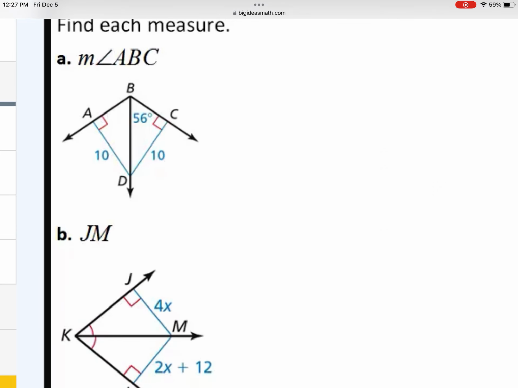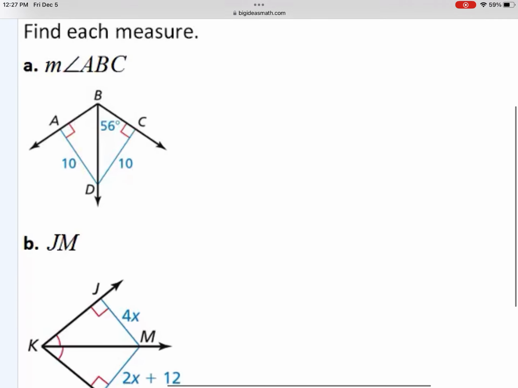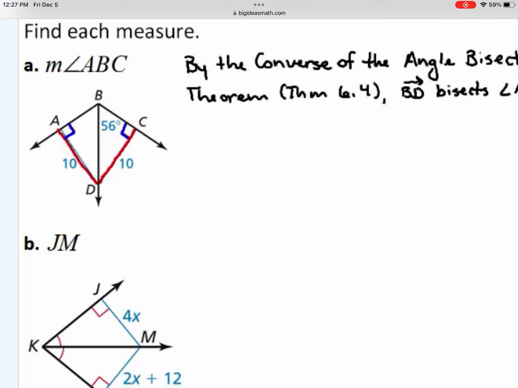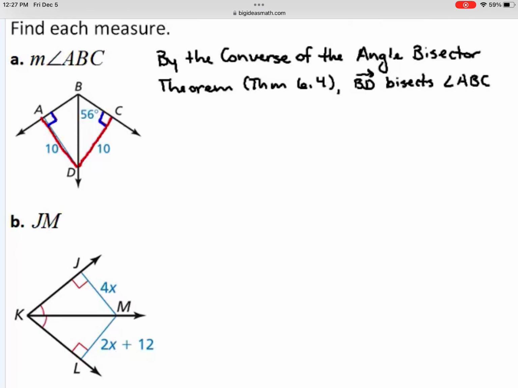Find each measure. Part A. The measure of angle ABC. Looking at the diagram, notice that line segment AD is perpendicular to line segment AB, and line segment CD is perpendicular to line segment CB, and AD equals CD. So by the converse of the angle bisector theorem, ray BD bisects angle ABC.